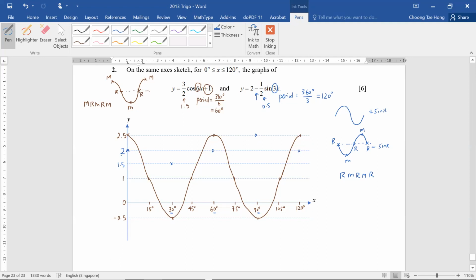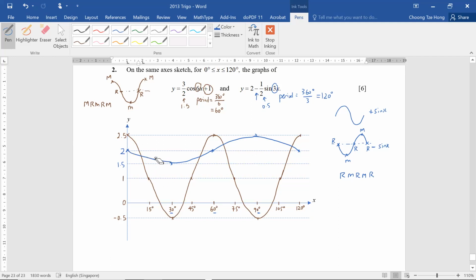Now we can sketch. This will be a very narrow graph. Like that, like this, go here, and then go to here. Just like this. The blue one will be the second graph, and the brown line will be the first graph.